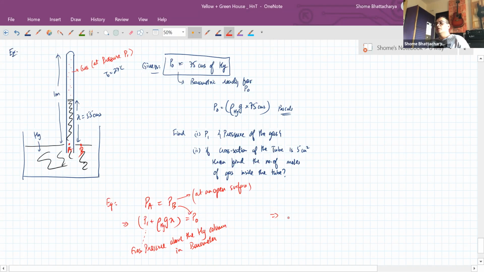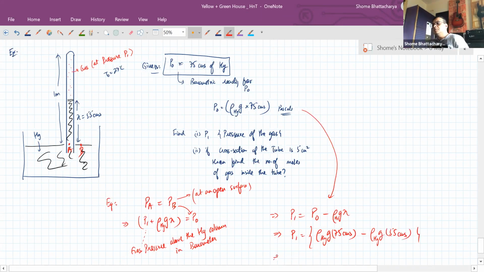Now we will substitute from here that P1 will become P0 minus rho g x. So P0 is density of mercury into g into 75 centimeters, and X's value is given to us as 55 centimeters. So we can see that P1 is equal to density of mercury into g into 20 centimeters.